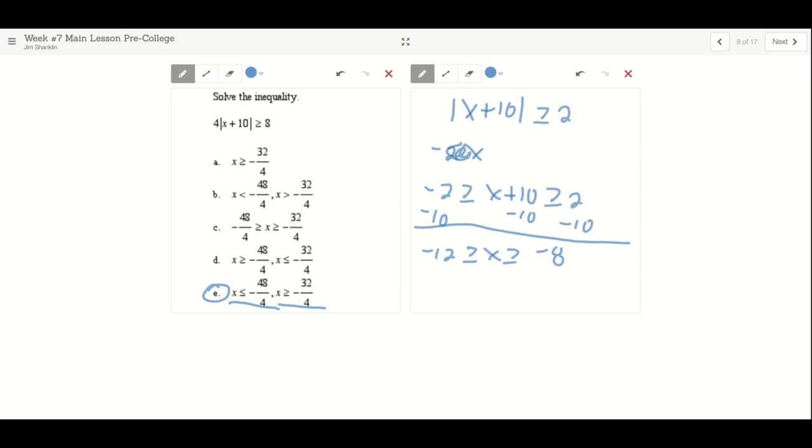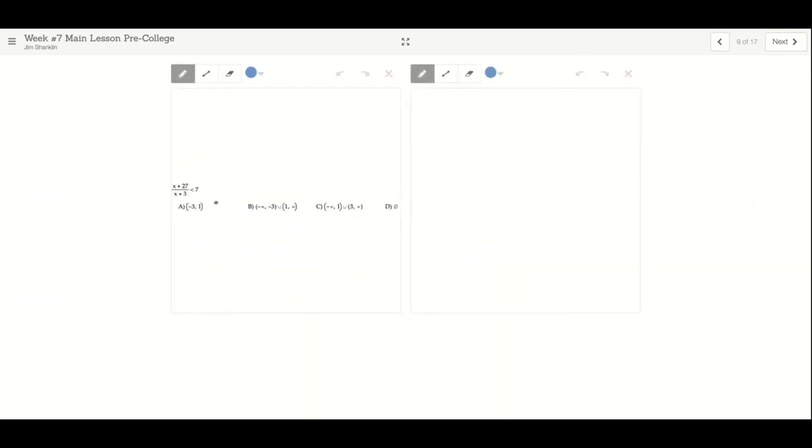All right. Now, those are fairly easy. We did linear, we did absolute. Now we're gonna go into rationals, okay? Now, a rational inequality is a little bit tougher to solve, okay? And I'm gonna go through this one with you guys.